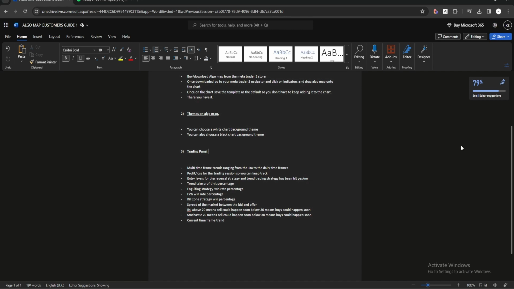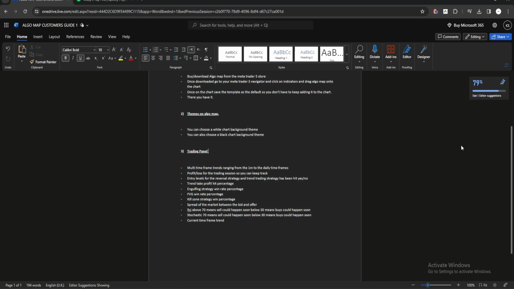Entry levels for the reversal strategy and trend trading strategy. If they have been hit, it will say it's been hit or not on the panel. It's a very nice touch. Trend take profit hit percentage. So basically, this will show you what the win rate is of one of these trend take profits being hit. Very nice. Engulfing strategy win rate percentage. That's basically telling you if you have an edge with the engulfing strategy. You have about a 60 to 70% chance with that strategy.